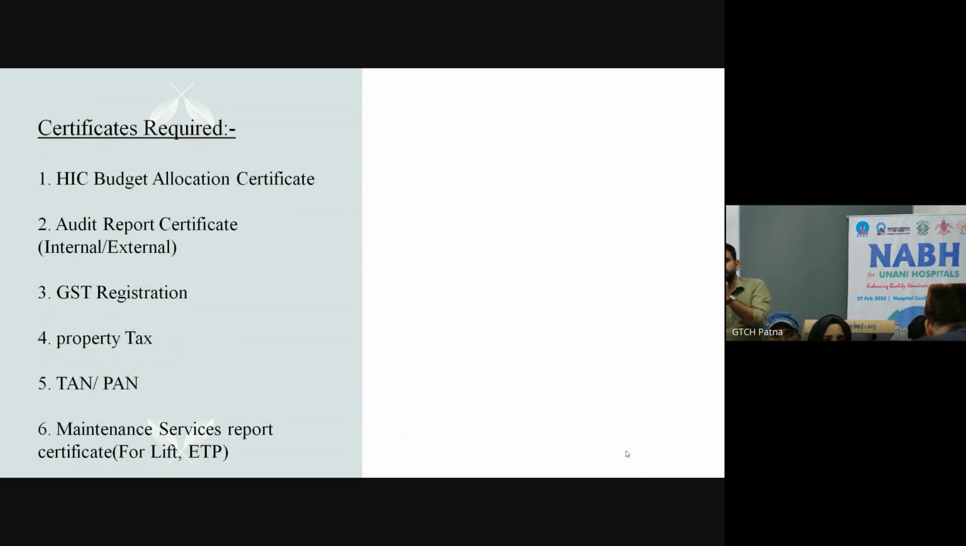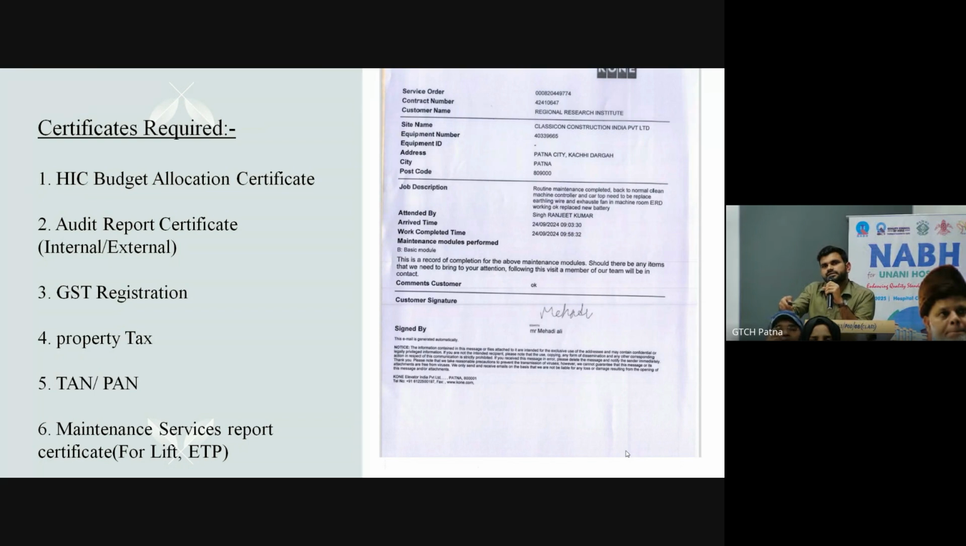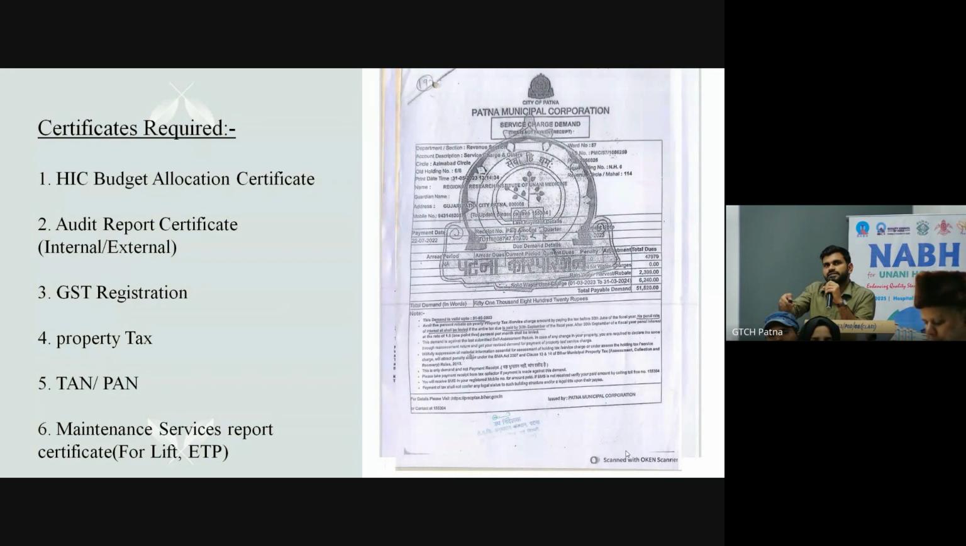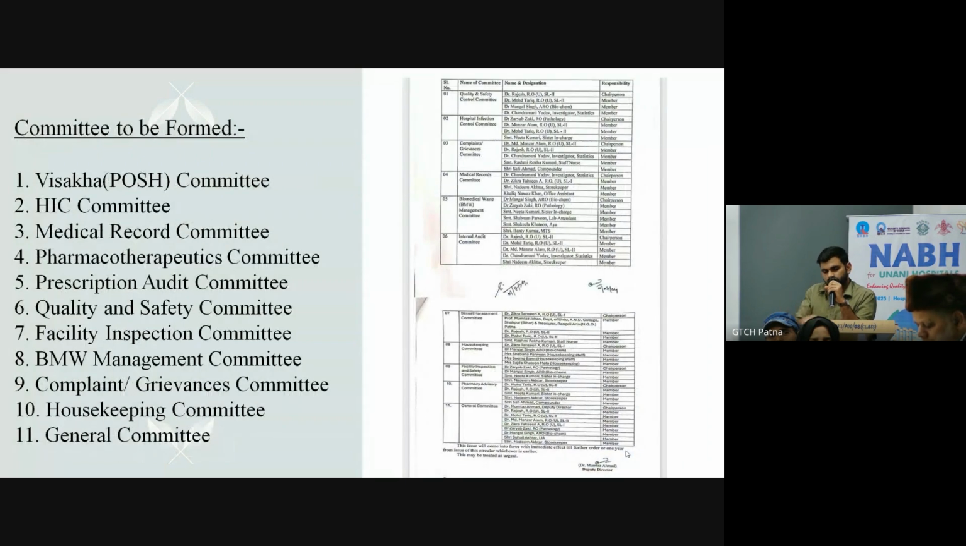Next, what are the other certificates required? The first certificate which is required is the HIC budget allocation certificate. As sir has previously told you, how will the assessor verify that you are maintaining good cleanliness in the premises? That will be reflected from that budget allocation document. And these are some other documents: the safety compliance report of lift and other equipment, and the property tax which we have submitted. These all are required. Now, there is an important thing.